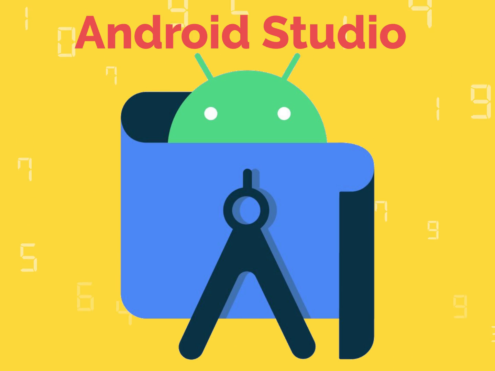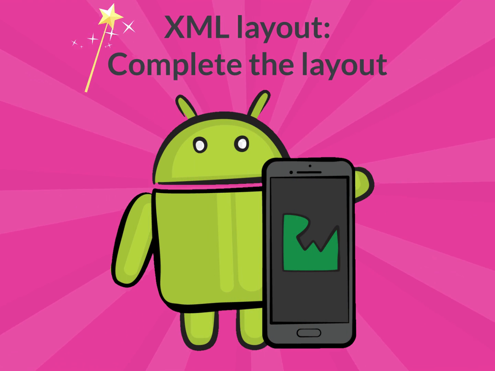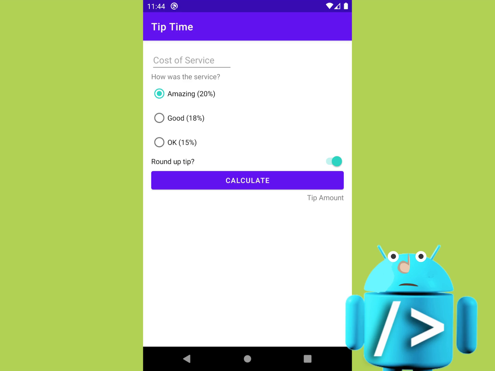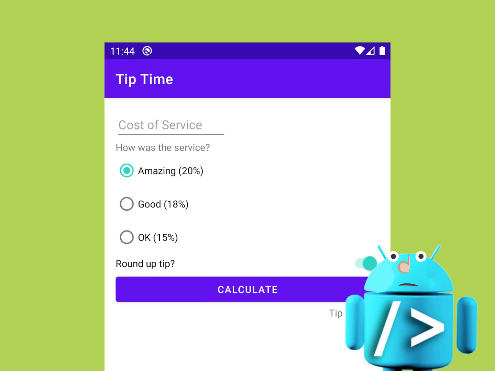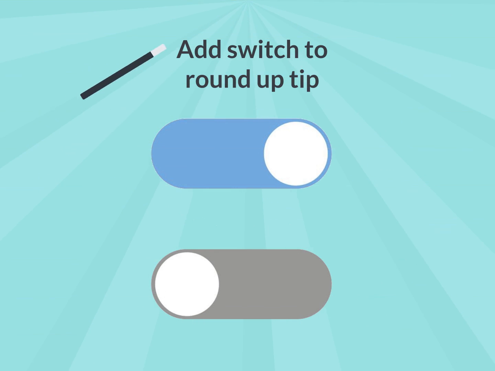Android Studio. XML layout. Complete the layout. You now need to add a switch, a button, and a text view to display the tip amount. Add switch to round up tip.